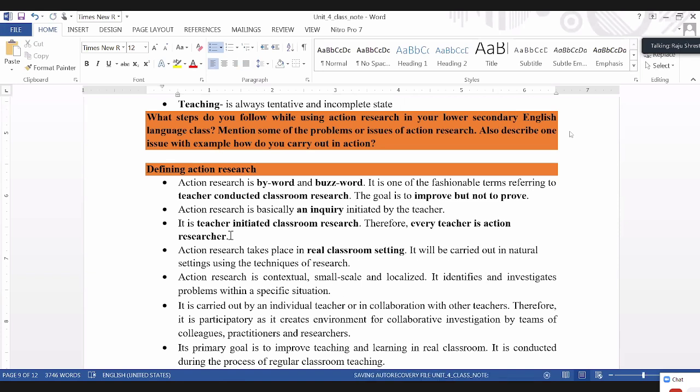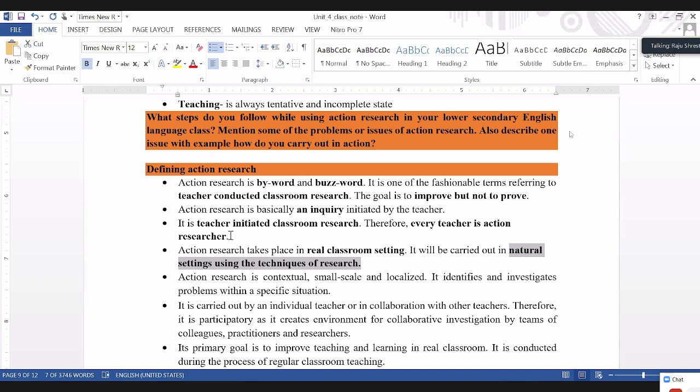So, natural setting, classroom setting, natural setting, using the techniques of research. Using the techniques of research, there might be information collection tools used, analysis, and then findings will be there. These are different techniques of research. So simply we understand action research is classroom teacher conducted classroom research.